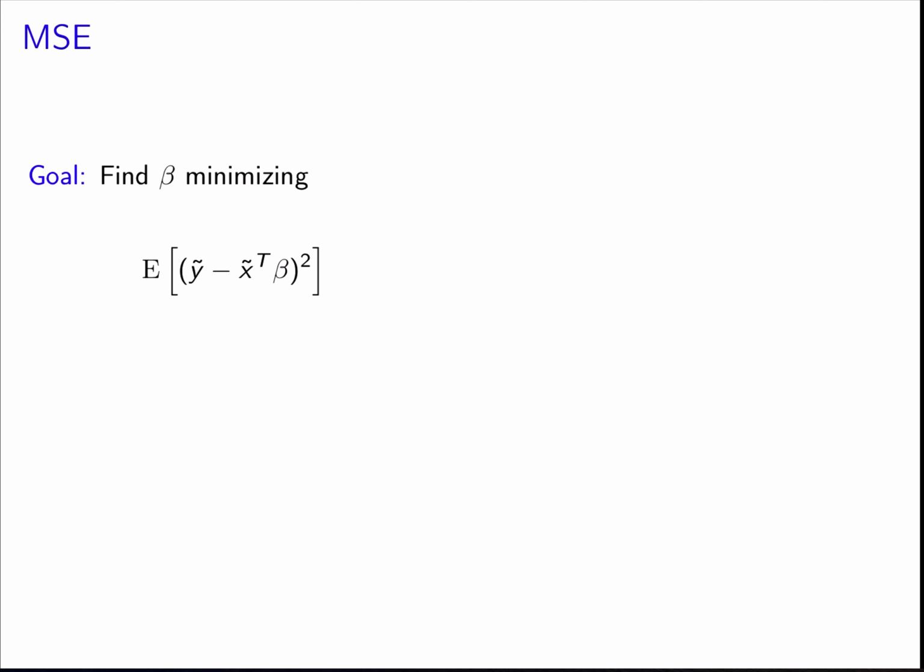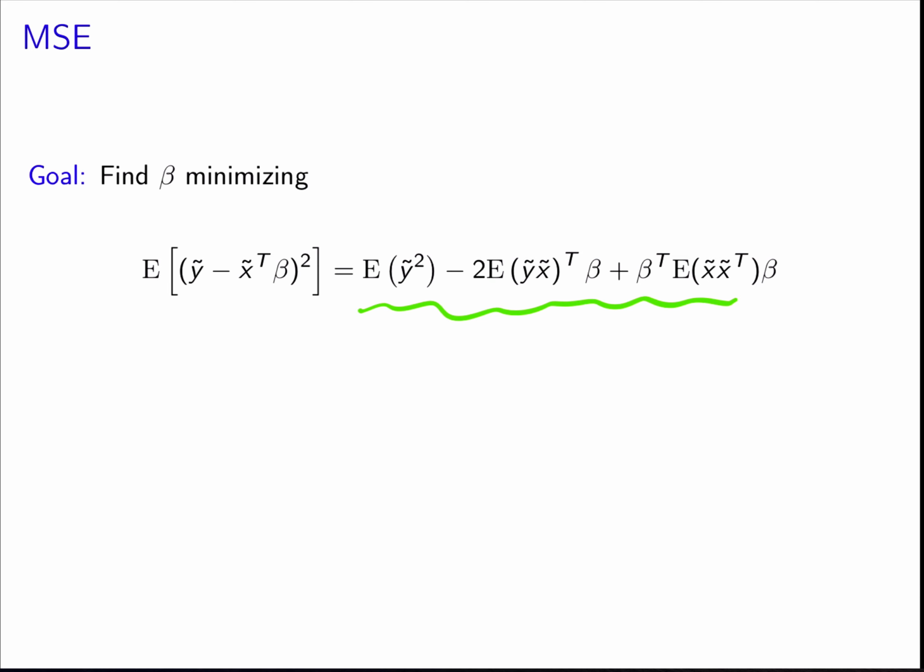Okay, so now we can get to our goal of minimizing the MSE for a linear estimator. This is our cost function of interest. Now we're going to expand it and apply linearity of expectation. And this is what we get when we expand it and apply linearity of expectation.